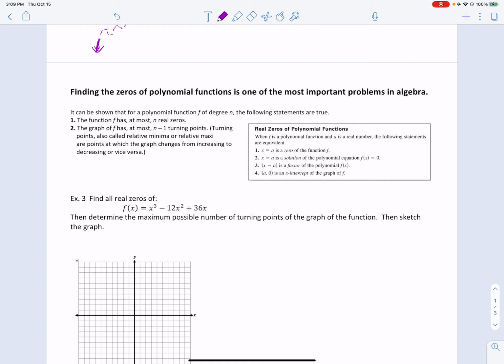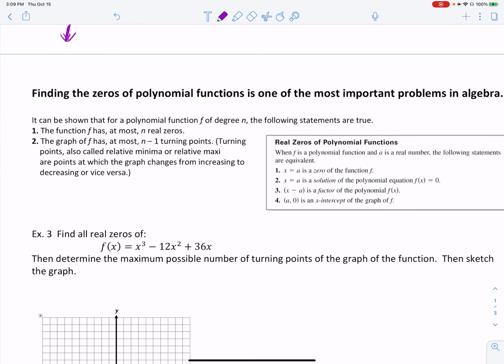So it can be shown that for a polynomial function of degree n, so let's just say we have f of x is equal to 3x to the fifth minus 2x plus 1. So this is of degree 5, just to put it in context. The function f has at most n real zeros. So this has at most 5 real zeros. It can't have any more than that. And then the graph has at most n minus 1 turning points.